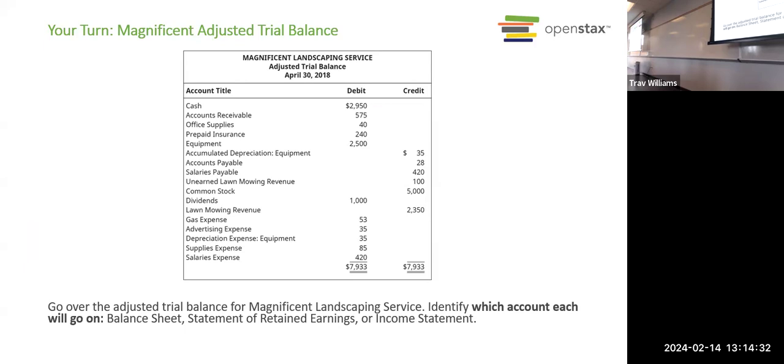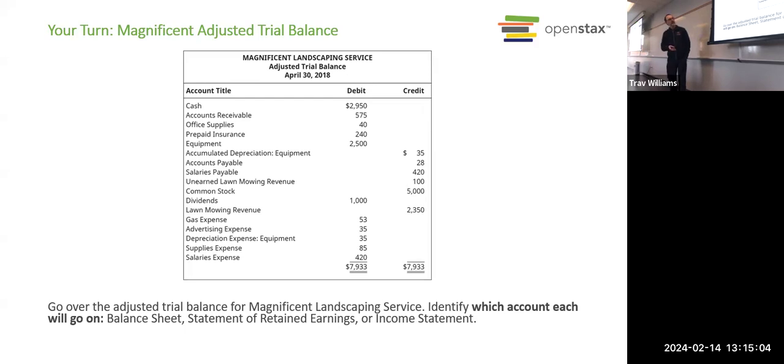Okay, so we are going to start with this information. We have a trial balance. Is this trial balance from before adjustments were made or after? After. How do we know that? It says adjusted trial balance, right? So that means this would be step 6 in the accounting cycle.